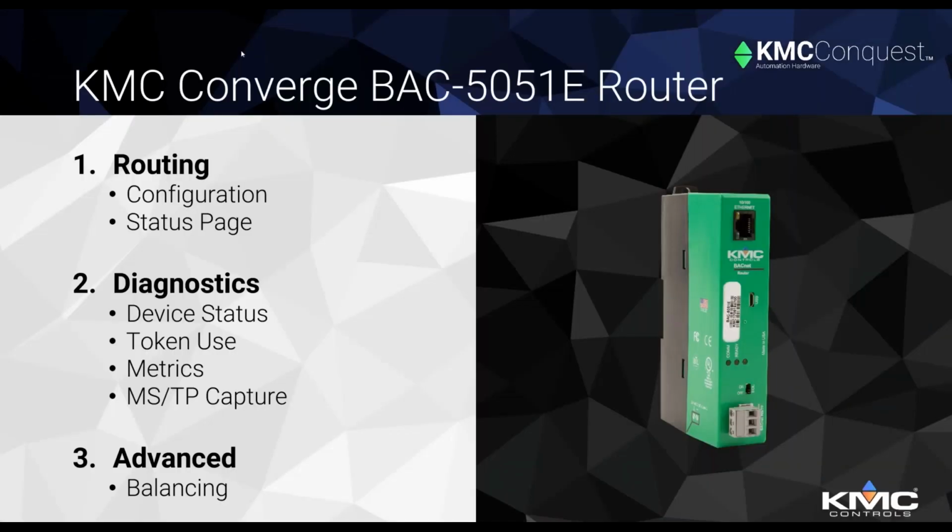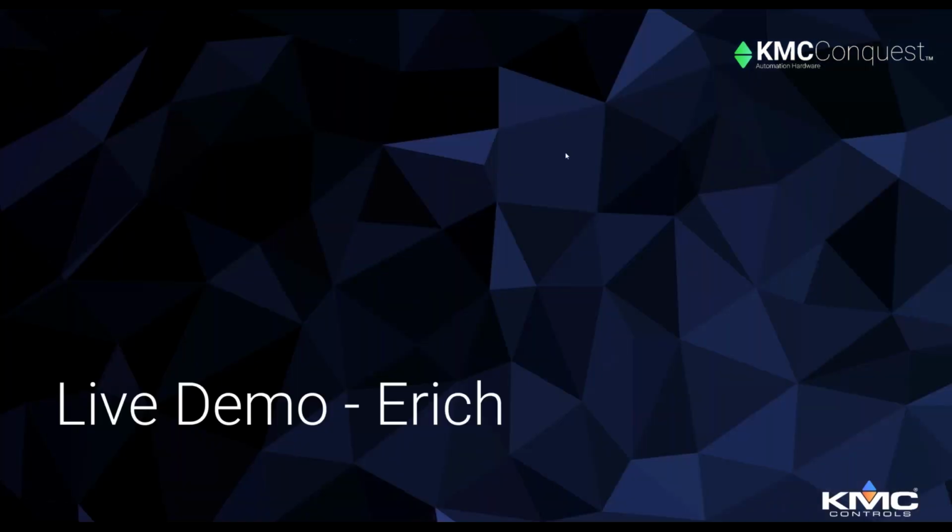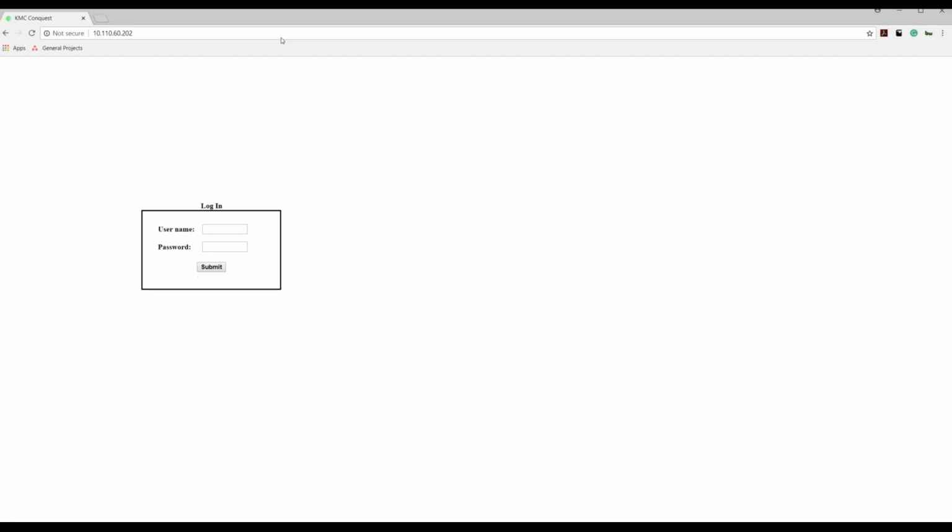Just highlighting a few of the points we're going to be going over. We're going to be looking at the routing tab with the configuration and status page, looking at diagnostics with device status, token use, metrics, and MSTP capture. And then we're going to look at the advanced tab and some VAV balancing and what that looks like. So without any further ado, I'm going to bring Erich in, and he's going to take us through some of the router web pages.